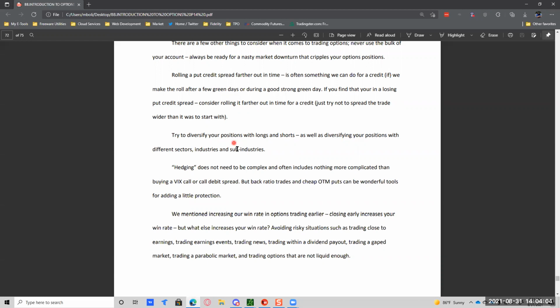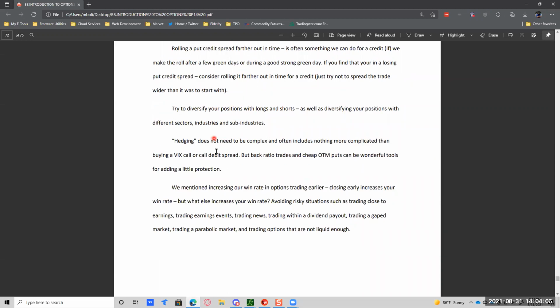Let's see, we talked about diversification, hedging. Don't let hedging kind of freak you out. There's a lot of talk about hedging, and it always seems to be this strange, complex, kind of shady discussion about how we can protect our accounts. Hedging doesn't need to be complicated, and it doesn't have to be in SPY. If you're in a trade in Amazon, you can hedge just by buying a put in Amazon.